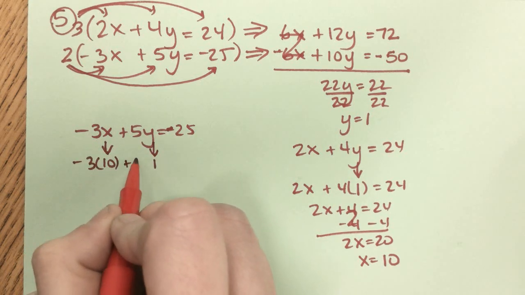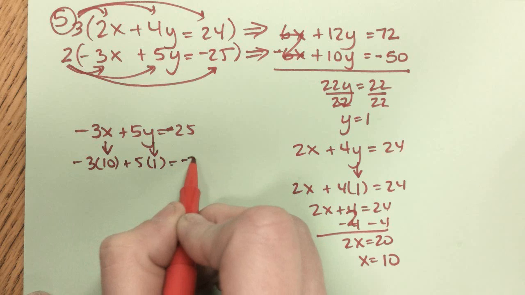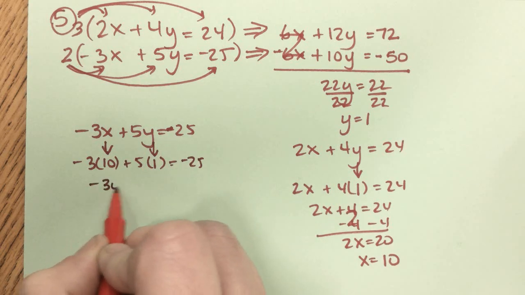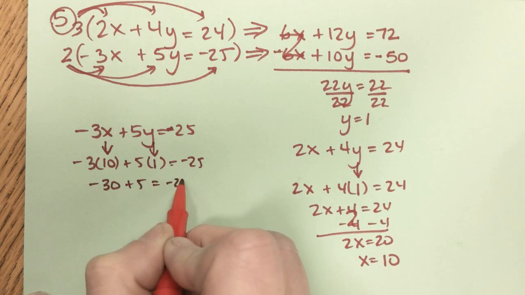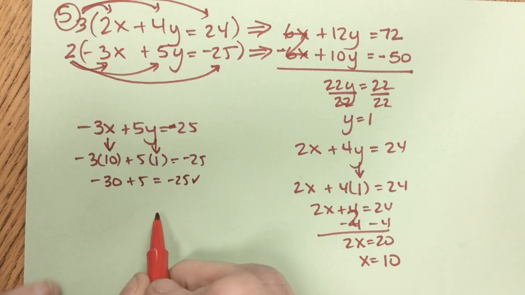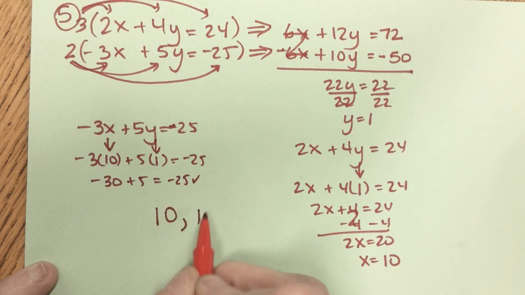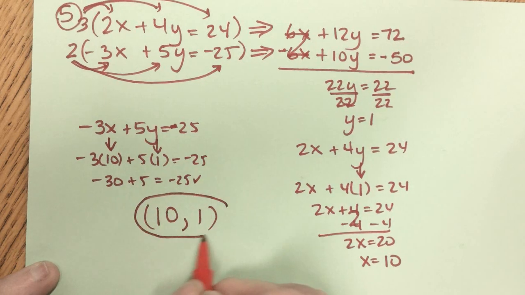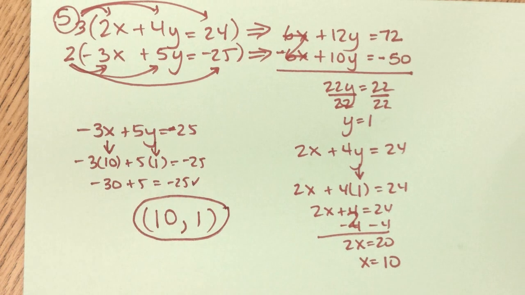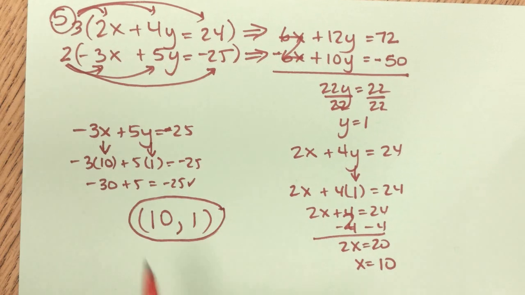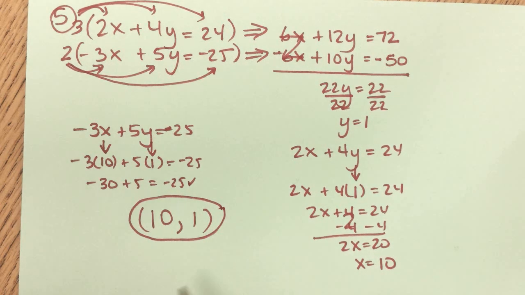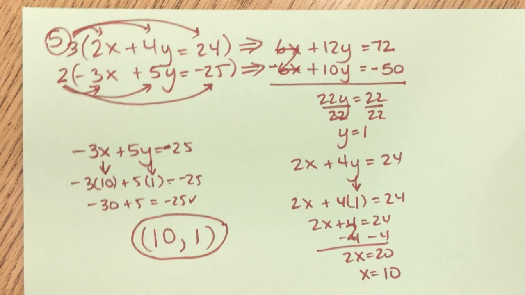Negative 3 times 10 plus 5 times 1 should equal negative 25. Negative 30 plus 5 does equal negative 25. So my final answer is 10, 1. Will 1, 10 be an answer? You better believe it will. So always be careful when you check those answers. Be careful when you write your final answer. If they're saying, what's the y coordinate, you better make sure you know which one's y and that you pick the correct answer. Okay? Let's look at the second one, 6.